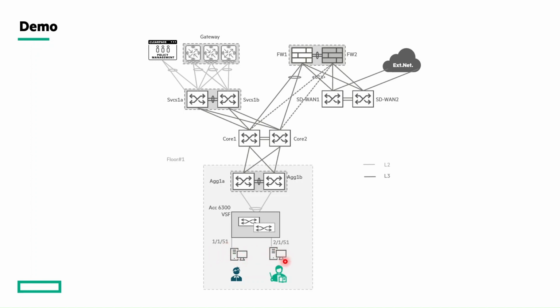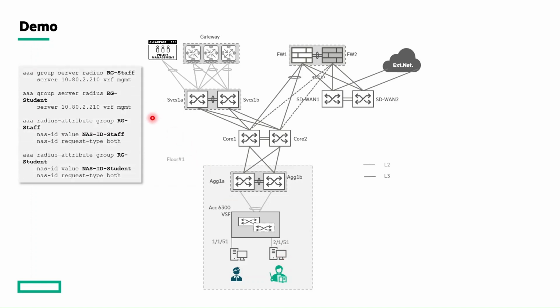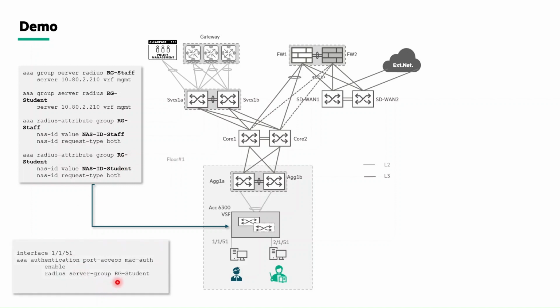So here is the minimum configuration that will be required in the access switch. I'll be configuring a RADIUS server group called staff and then another RADIUS server group called student. I'll be associating my same ClearPass with both groups. For these groups, I'll be creating a RADIUS attribute group and giving the values NAS ID staff and student correspondingly. At the interface level, the configuration will be: for the student port, the RADIUS server group associated is student, and for the staff port, the RADIUS server group associated is staff.